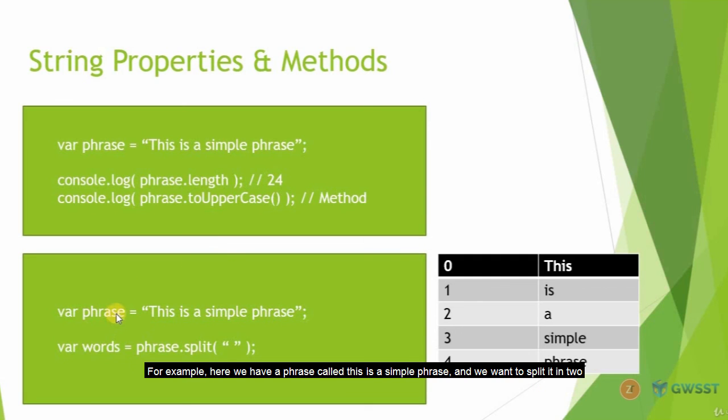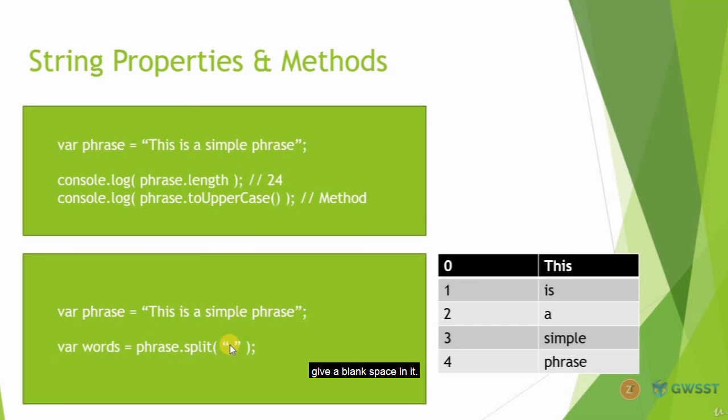For example, here we have a phrase called "this is a simple phrase" and we want to split it into different words. So you create a variable called words and say phrase.split, and then you give the quotations and give a blank space in it. Now this blank space refers to the blank space available over here.